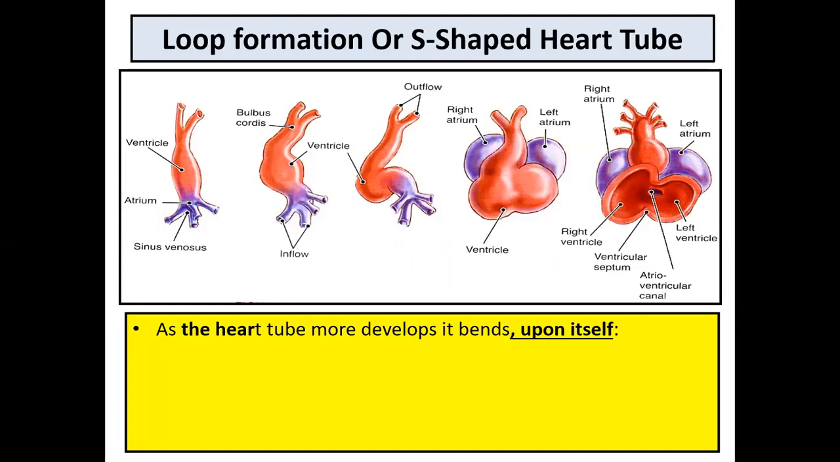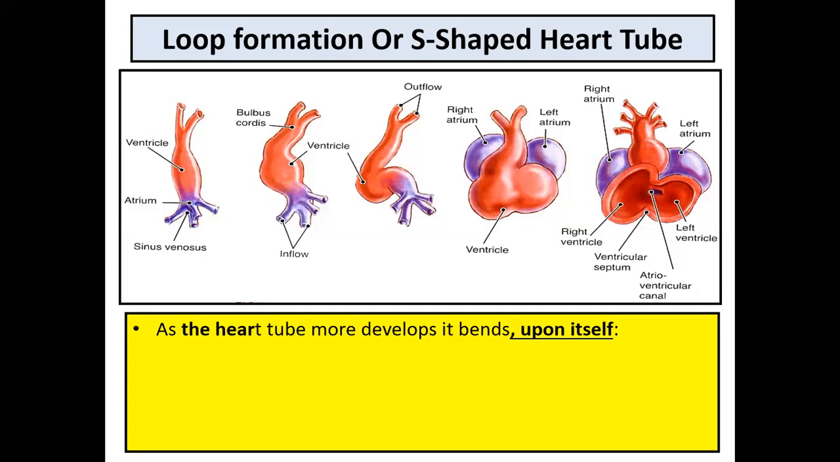You can see that the atrium is on the lower side, the ventricle on the upper side. You can see the sinus venosus on the atrium. You can see the inflow, you can see the ventricle, you can see the bulbus cordis, you can see the outflow, you can see the ventricle bending. Then you can see the right atrium, the left atrium, forming the ventricles. You can see now they are coming up, slowly bending up. Then you can see the right atrium, the left atrium, and the interventricular septum, and the atrioventricular canal.